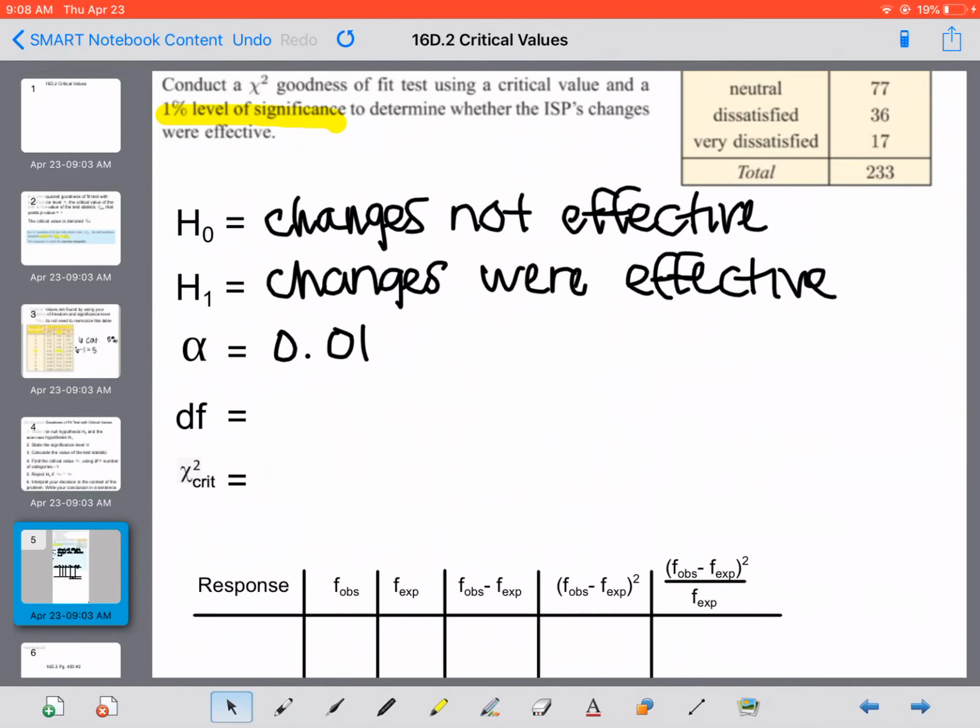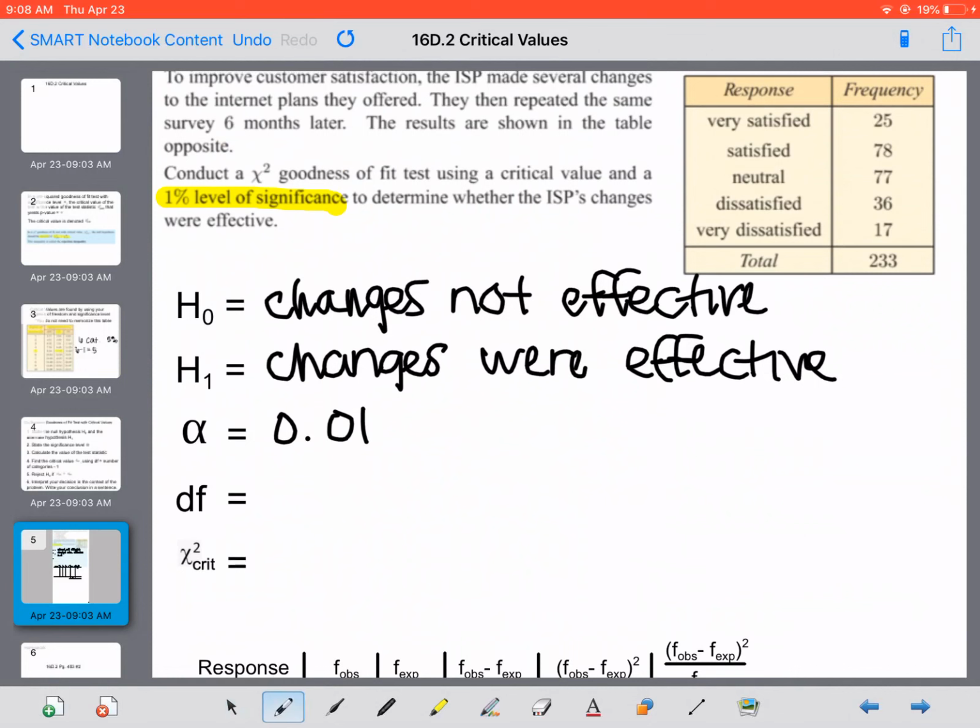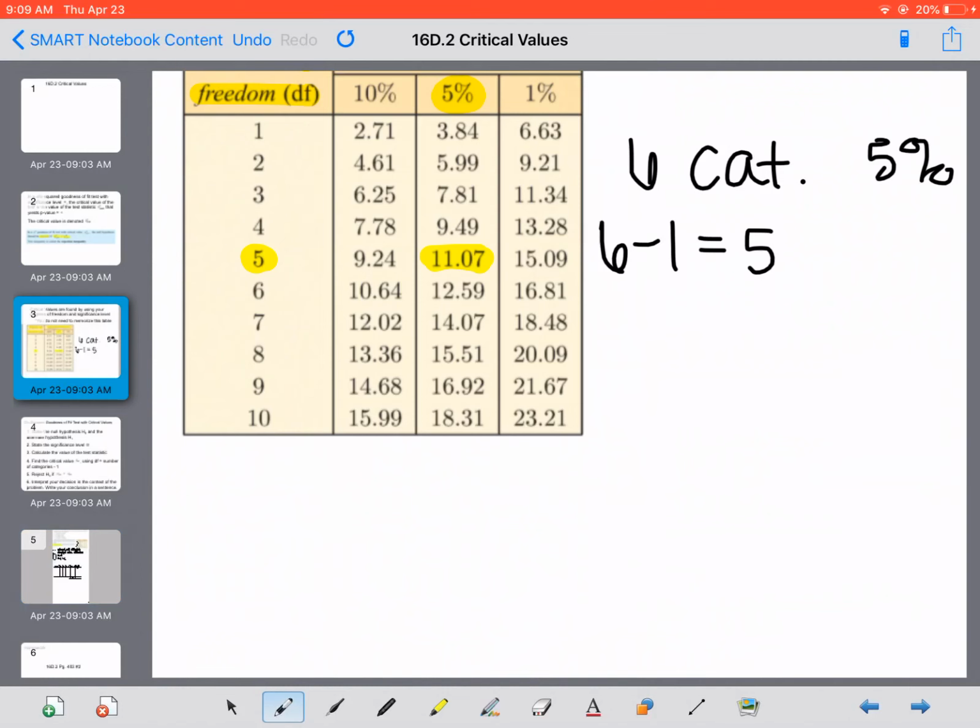Our degrees of freedom, well, we have 1, 2, 3, 4, 5 categories. So we're going to have 5 minus 1, which means our degrees of freedom is 4, and our chi-squared crit value. Well, remember it's going to use these two here. So we have a 1% and a degrees of freedom of 4. So if we go back to our table here, let's erase these, and we have a degrees of freedom of 4 at 1%. So our chi-squared crit value is that 13.28.